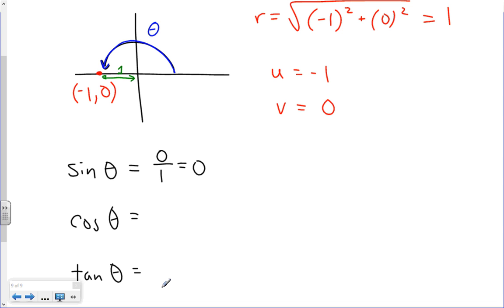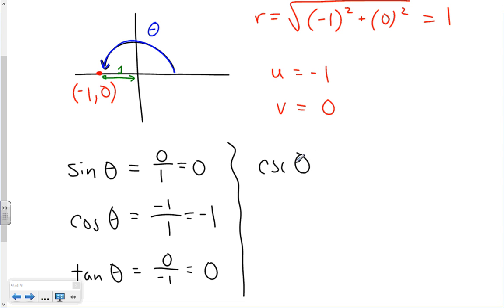Cosine of theta is equal to u over r. So that's a negative 1 divided by 1, or that's a negative 1. And finally, tangent of theta is v over u. So that's 0 divided by a negative 1, or that's just 0. All right, those we didn't have any problem with. Let's reciprocate those now, which is where we're going to run into a few issues.